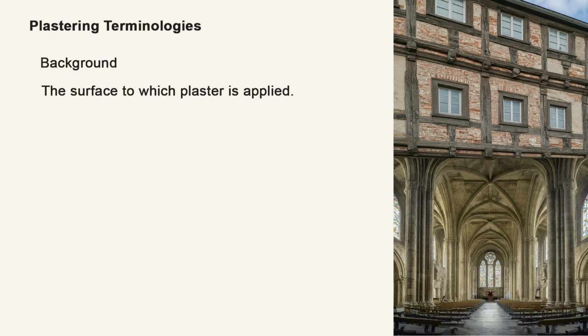Now, let us look into the plastering terminologies. There are nearly 17, and let us look at them one by one slowly.